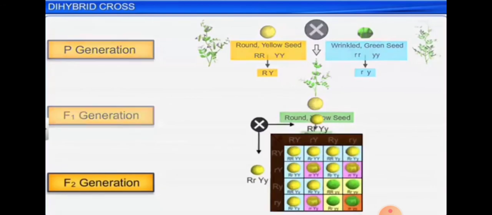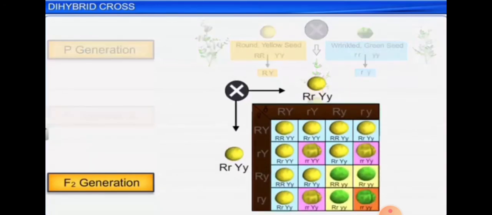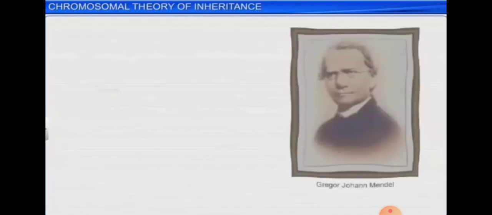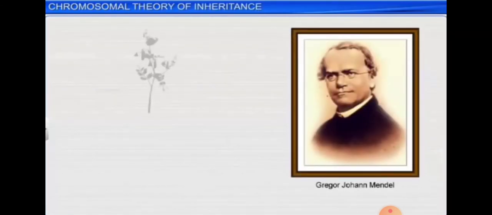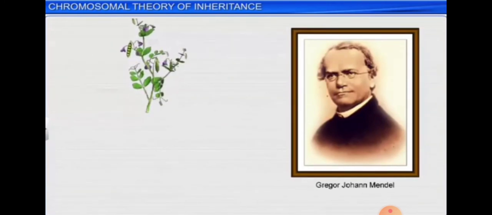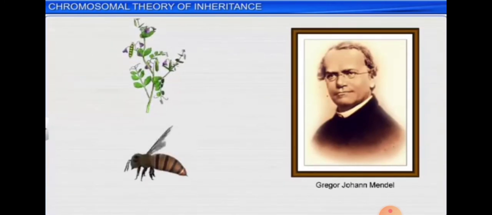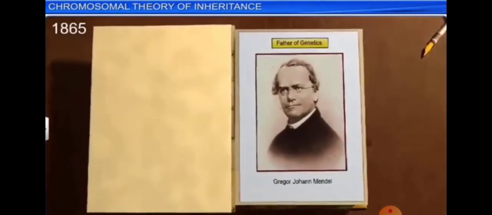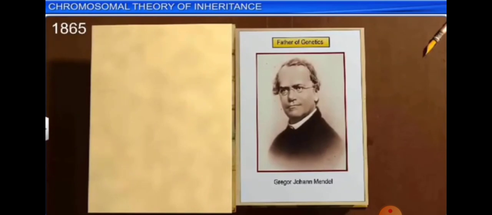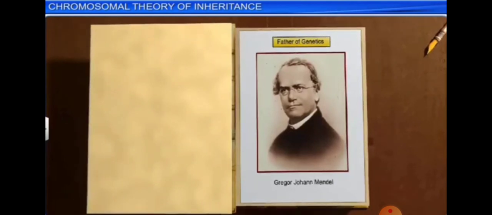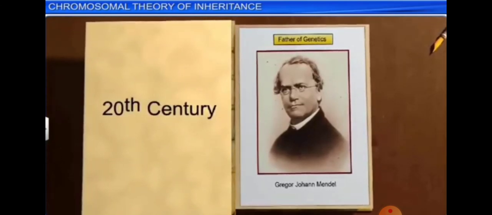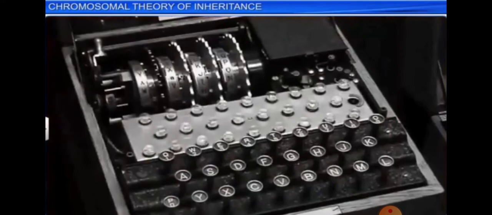Thus from the dihybrid cross experiment, Mendel found that the gene combination of progeny in the first generation is the parental gene combination. Gregor Mendel is the father of modern genetics. He has not only done research in pea plants but also on several experiments like honeybees. By 1865, Mendel had published his work on inheritance of characters. However, his work did not receive any recognition until the beginning of the 20th century due to several reasons.